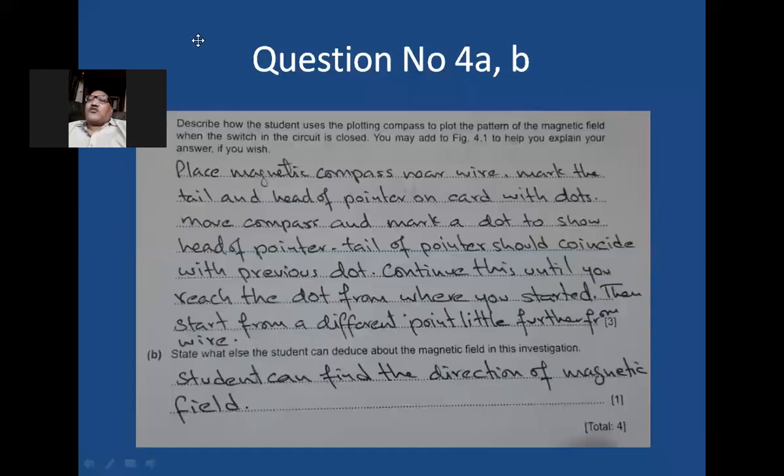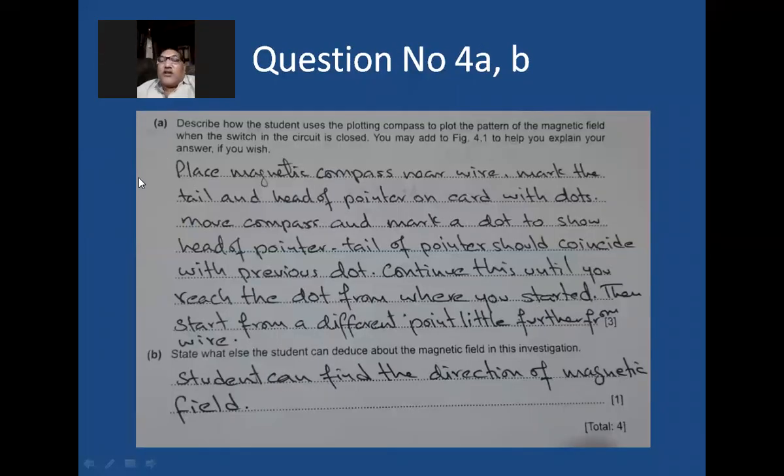Okay, so on your screen, the answer is coming up. This is my suggestion. You can write a better answer, but from here, you can take a little bit of guidance. Place the magnetic compass near the wire. Mark the tail and head of the pointer on the card with dots. Move the compass and mark a dot to show the head of the pointer. The tail of the pointer should coincide with the previous dot. Continue this until you reach the dot from where you started. Then start from a different point a little further from the wire.